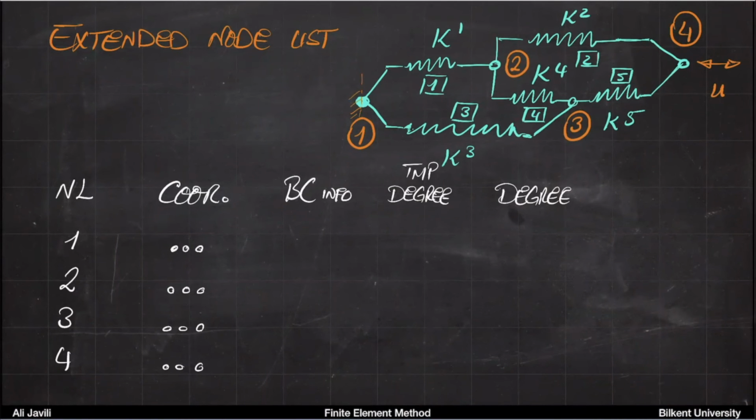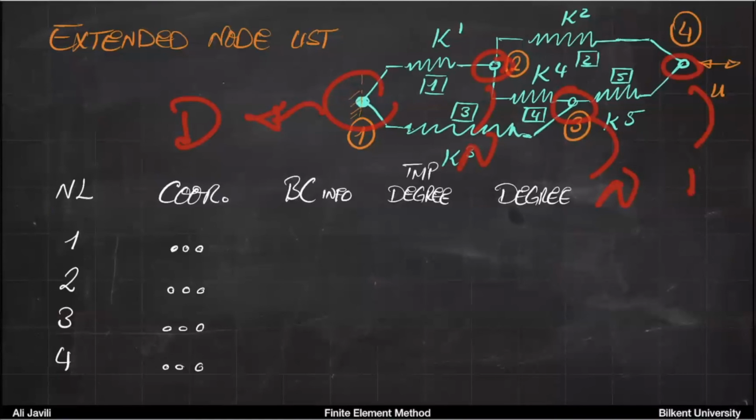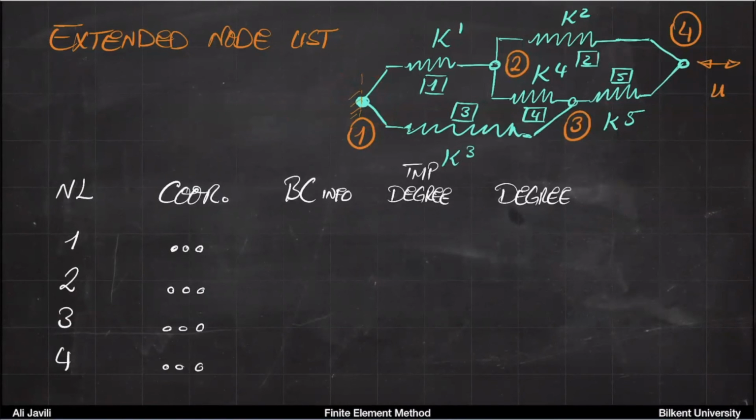Now, node 1 is a Dirichlet node, right? You can see it here, it's fixed. So it's a Dirichlet. So this is Dirichlet. This is Neumann. This is Neumann. And this one is Dirichlet too. And we want to do exactly this, or we want to add this information. So it's Dirichlet, Neumann, Neumann, Dirichlet.